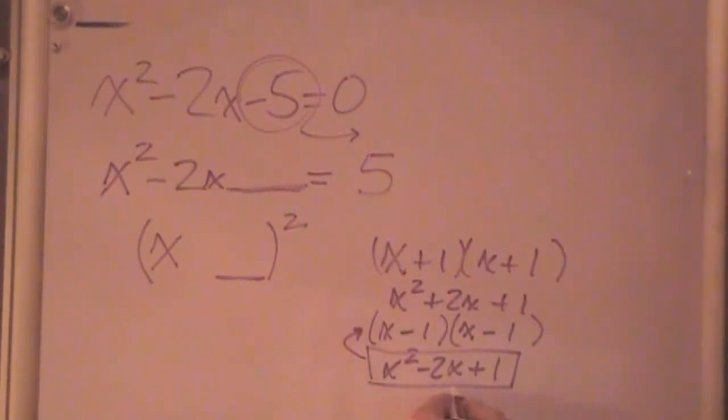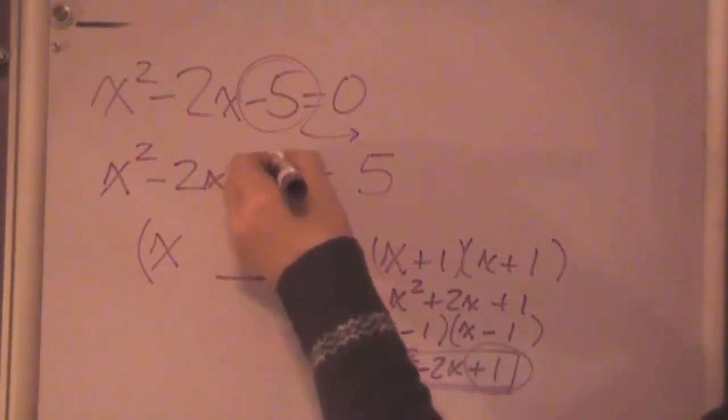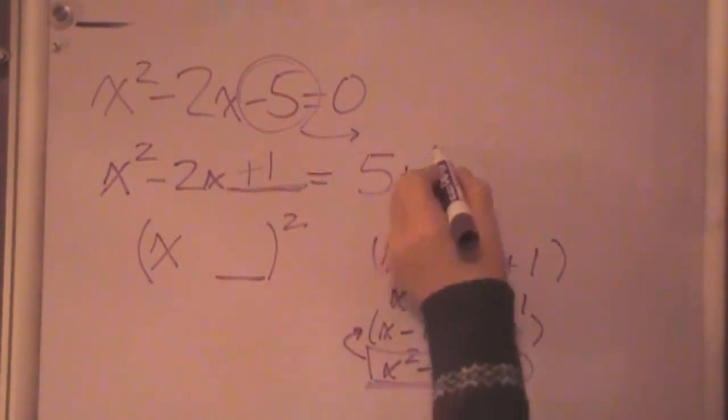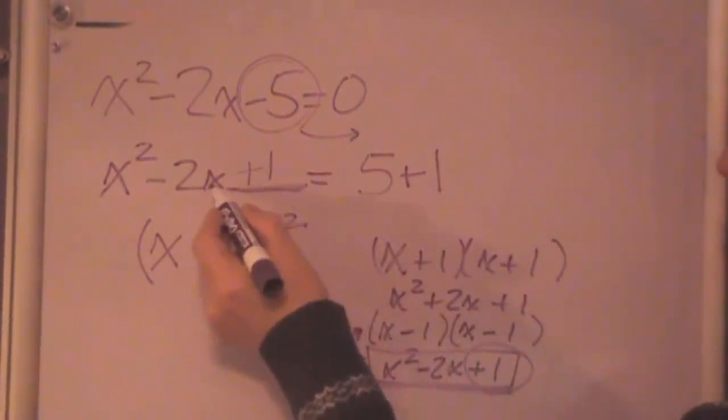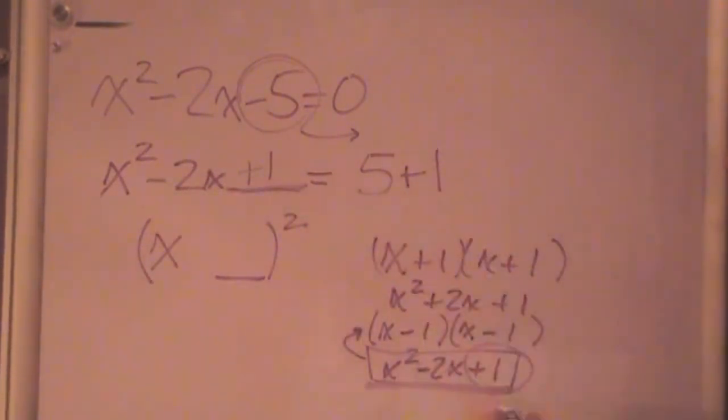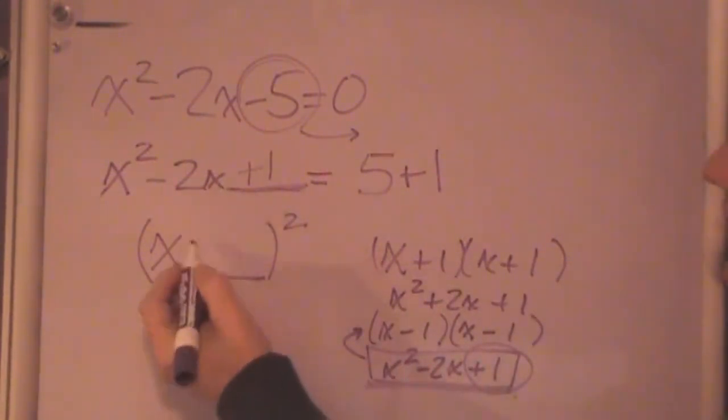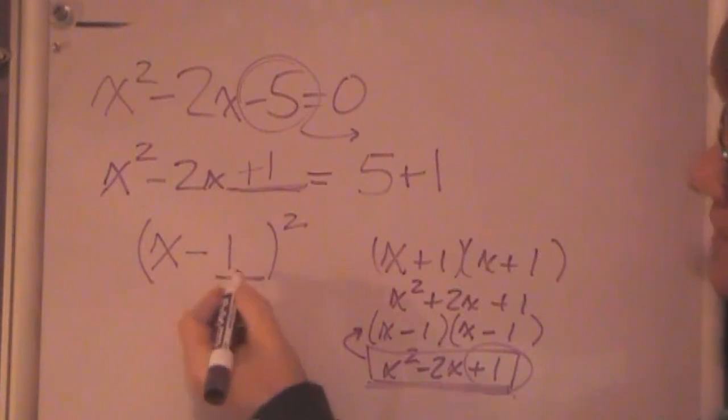So what I'm going to do is make the left side look like this. To do that, I have to add 1. Well, if I add 1 to this side, I have to add 1 to this side. And that's a key point because don't forget, you can't just fool around with this left side and not do the same thing over here. So now, this side will factor into x minus 1 squared.